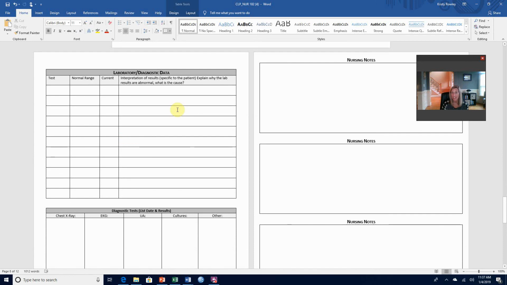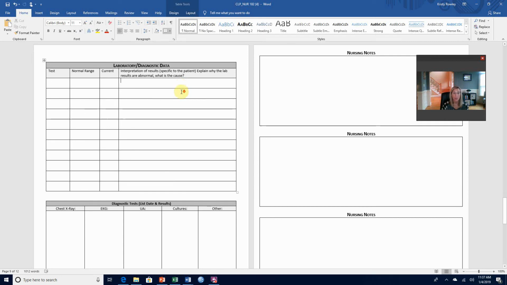The lab and diagnostic sheet is the same as it was last semester. As an example, you can put potassium here and then the normal range, 3.5 to 5.0, and then currently they're at 2.5. Now this area right here is the why: as a student, why do you think this patient is at a 2.5? What's the cause of that lab being irregular? Their example could be, my patient is on Lasix and is losing potassium. That's a potassium-wasting drug. That could be an example.